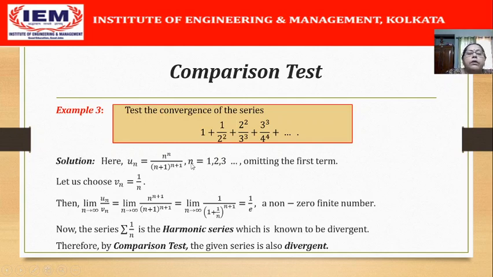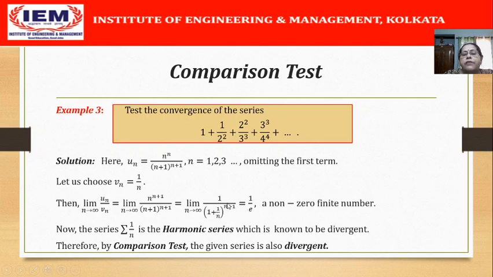Okay, now let us choose Vn as 1 by n and try to use the limit form now. So we form the ratio un by Vn and take the limit as n tends to infinity. So if we do so, it comes to be n to the power n plus 1 divided by n plus 1 to the power n plus 1, limit n tends to infinity. So this again can be written as 1 by 1 plus 1 by n to the power n plus 1. And we know that limit n tends to infinity, 1 plus 1 by n to the power n is a standard limit which is e.